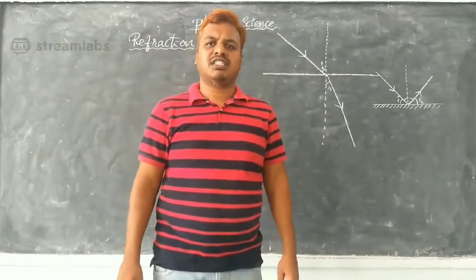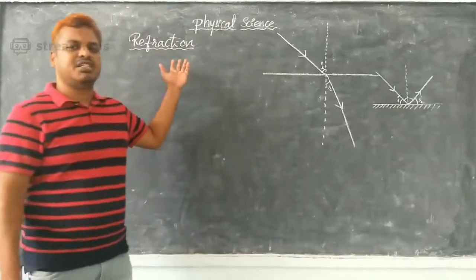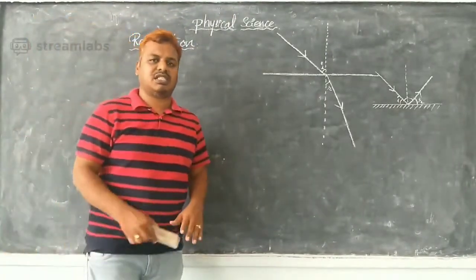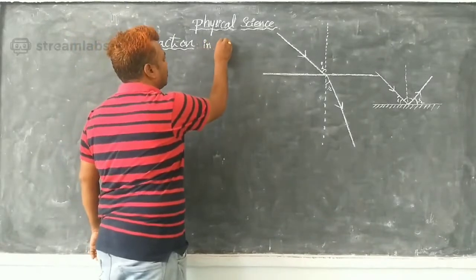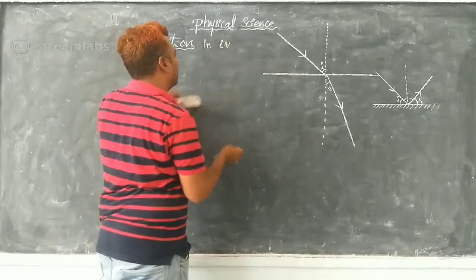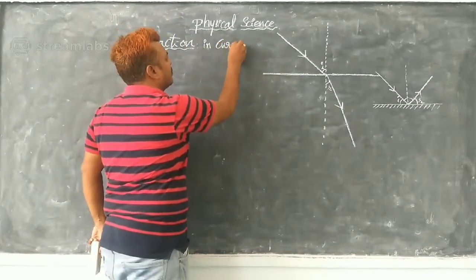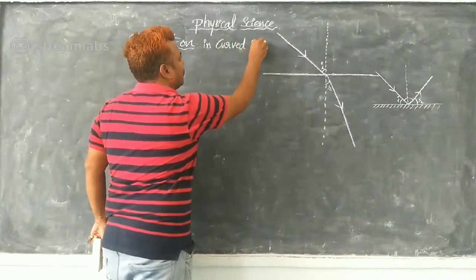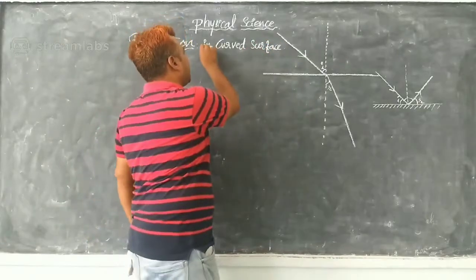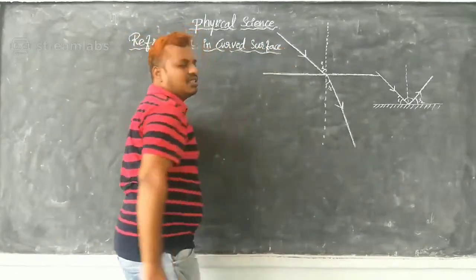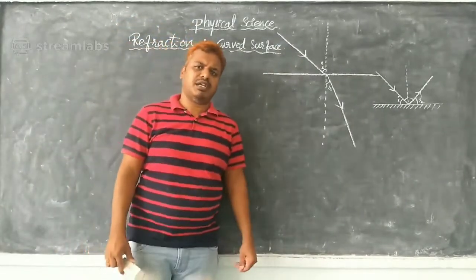Till now, in the first chapter, we have seen reflection in curved surfaces, right? So now we are going to see how refraction takes place in a curved surface. Refraction in curved surfaces. Before going to curved surfaces, let us see what happens in refraction. We have already studied refraction, but once again I am just reminding you.